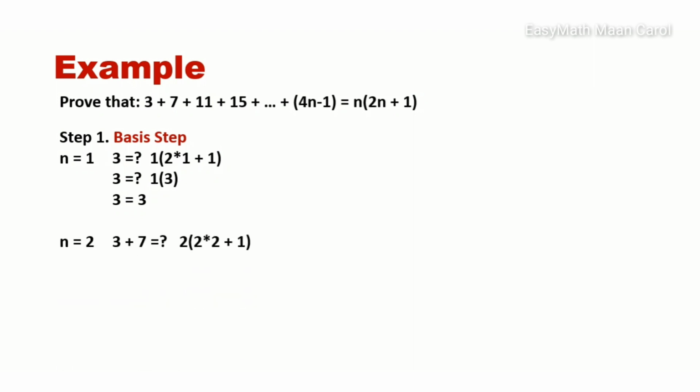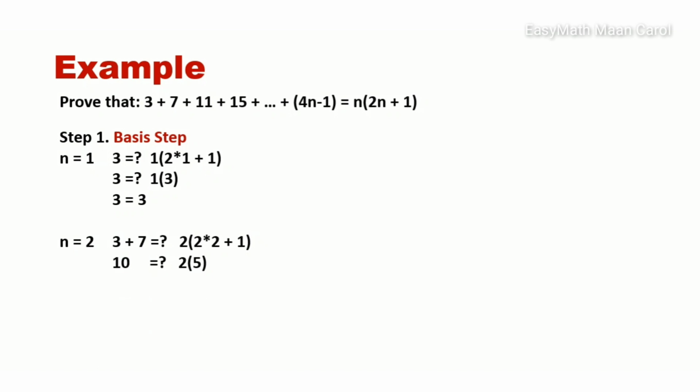For n equals 2, ang gagawin naman natin, kukuha tayo ng dalawang terms doon sa left side. So, kukunin natin yung 3 at saka yung 7. So, we have 3 plus 7. Is that equal to? So, doon sa right side, ang gagawin naman natin, yung variable n, sa-substitute natin yung value na 2. So, we have 2 times the quantity 2 times 2 plus 1. So, on the left side, we are just going to do a simple arithmetic addition. And on the right side, we will do the PEMDAS rule.